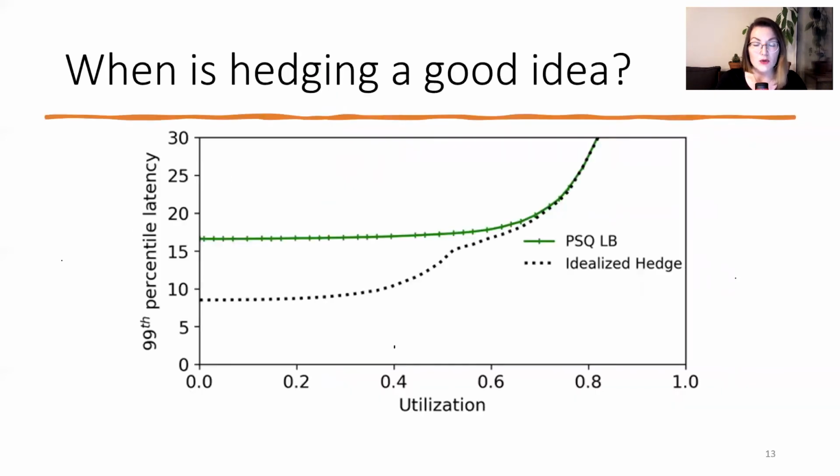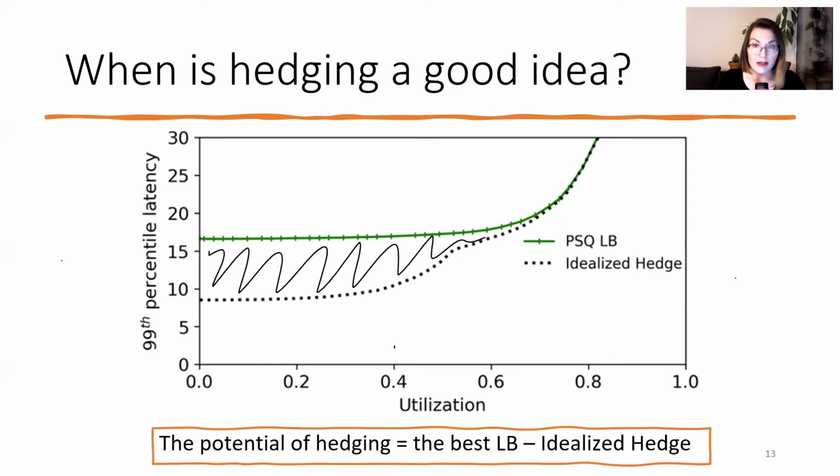Now, let's see how, using idealized hedge, we can evaluate when hedging is a good idea. I'm showing you the same graph from before, and I only kept two of the lines. The area between per shard queuing and idealized hedge is the potential of hedging. So for example, above 60% utilization on this graph, we can see that hedging doesn't make sense anymore. We ran many such simulations, and we did sensitivity analysis on how the potential of hedging changes with cluster sizes and different hiccup distributions. For more details, please check the paper.